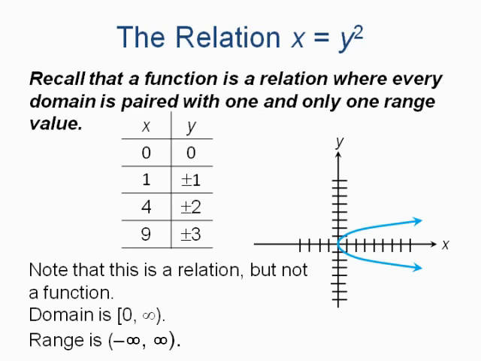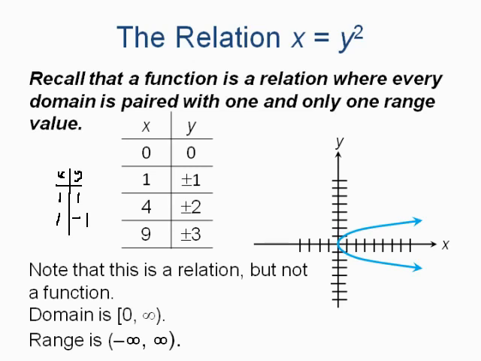Okay, and lastly here, let's look at the relation X equals Y squared. Now recall that a function is a relation where every domain or X value is paired with one and only one range value. Notice here, the X's would repeat. If you say X is 1, you get two values of Y. So if I make a little table over here, when X is 1, Y could be 1, or it could be -1, which makes it fail the vertical line test, and you would not have a function, but it is still a relation.